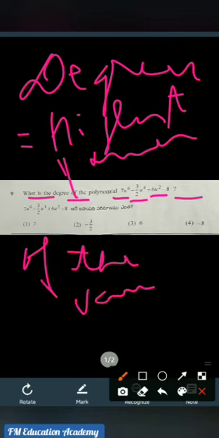The question is, what is the degree of the polynomial 7u power 6 minus 3 by 2 u power 4 plus 6u square minus 8? You know, degree means highest power of the variable. Here the variable is u. What is the highest power of the variable? The highest power of the variable is 6. So here degree is 6. So option 3. Moving on to the next question.